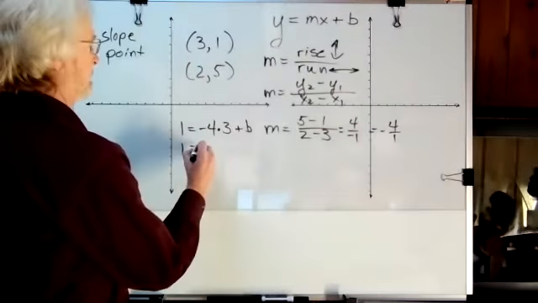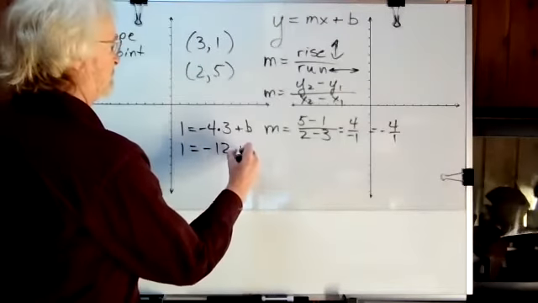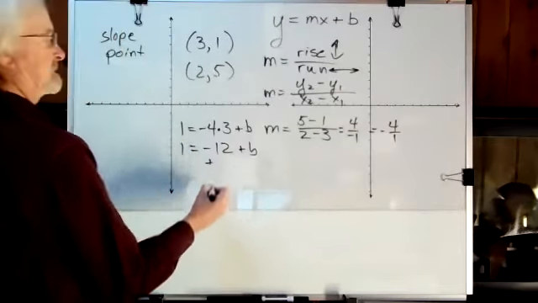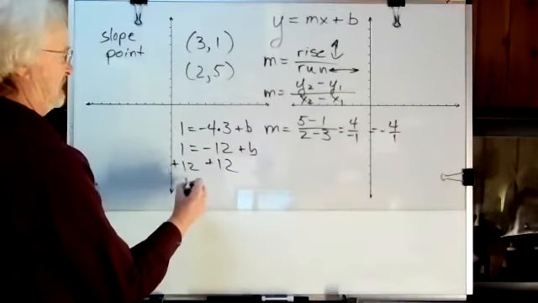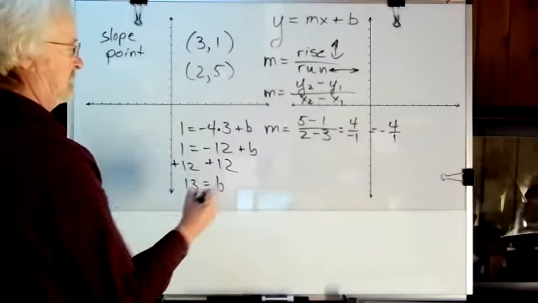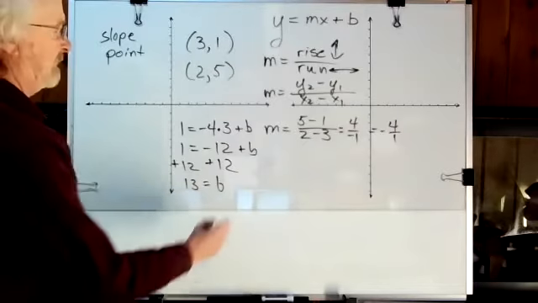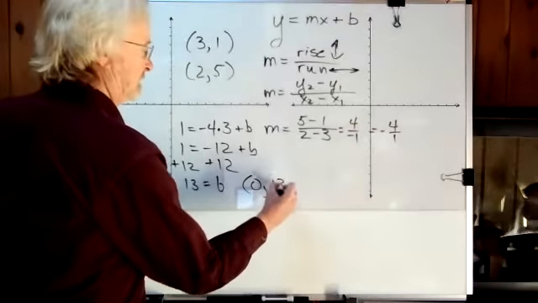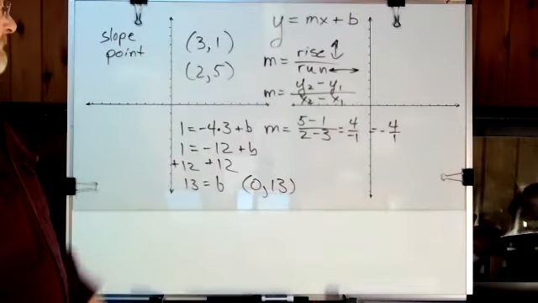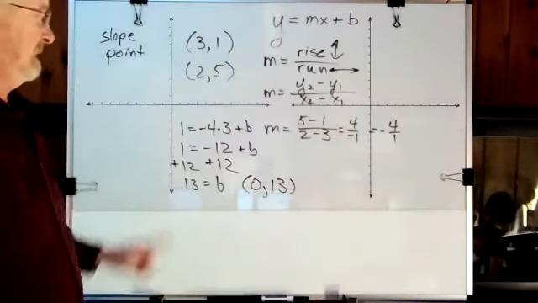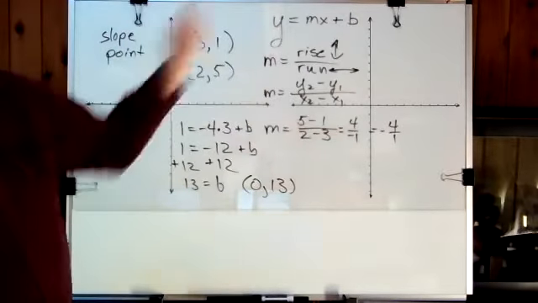Now I can say 1 is negative 12 plus b. Solving for b, I'll add the 12 to both sides. 13. I have a y-intercept value of 13. There it is as an ordered pair. I've got now a slope I calculated, an intercept I calculated. Plug them in.